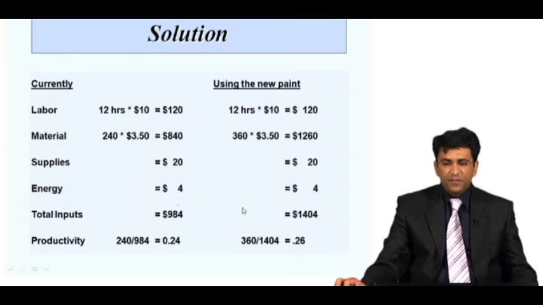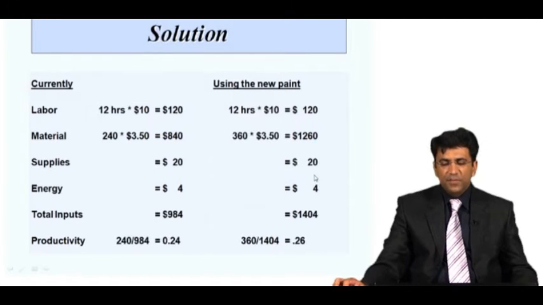Now what changes will there be by the usage of new paint? Labor hours will remain the same. There will be a change in material cost. Why? Because our output level is being changed now. With the new paint, she is able to get 360. So our material cost will be again $3.5, which is the unit cost, multiplied by total output, that is 360. So we can get the material cost in this particular case as $1260.